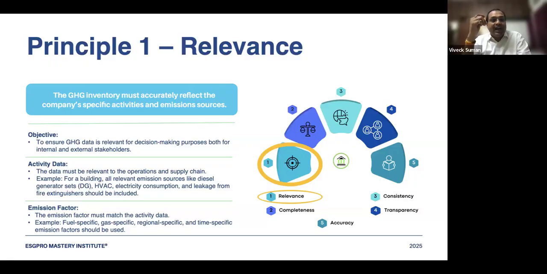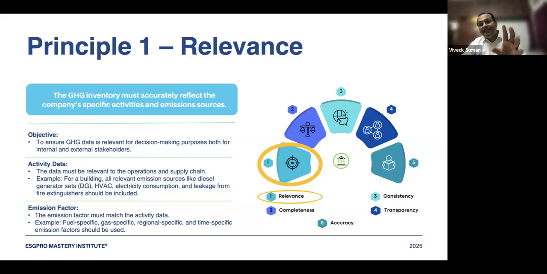Okay, let's go next. So activity data here has to be relevant. It should reflect whether it is coming from a DG set, HVAC, or electricity consumption, all that has to be clearly identified, and that data has to be relevant, right? For example, fuel specific, gas specific, regional specific, time specific data has to have meta tags. So any data should not be just plain data. That is cycling. Cycling from where to where? Which location to which location? Do we have some alternatives there? Or is this the best alternative you have? That kind of stuff is required. And that's why metadata has to be there.